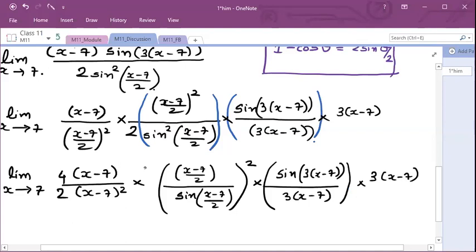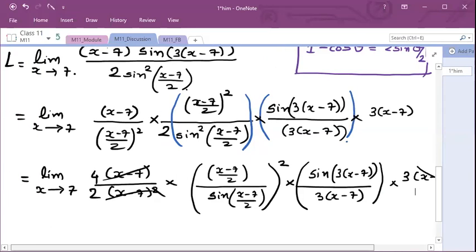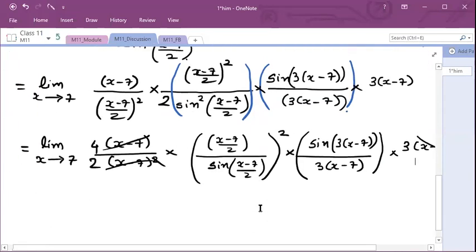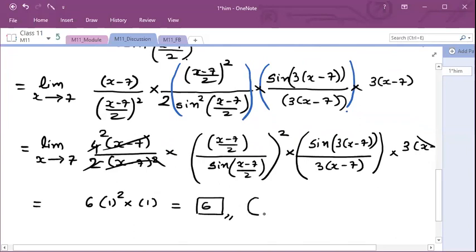If you simplify this, x minus 7 and x minus 7 will cancel or not? Again x minus 7 and x minus 7 will cancel or not? Right. So on the numerical terms you will have 4 into 3 is 12 by 2, or this is your 2, 2 twos are 4, 3 twos are 6, into 1 square into 1. So your answer is 6. Is it clear now?